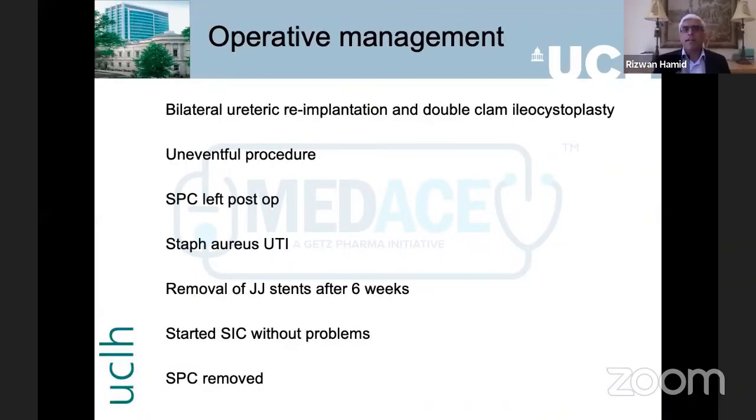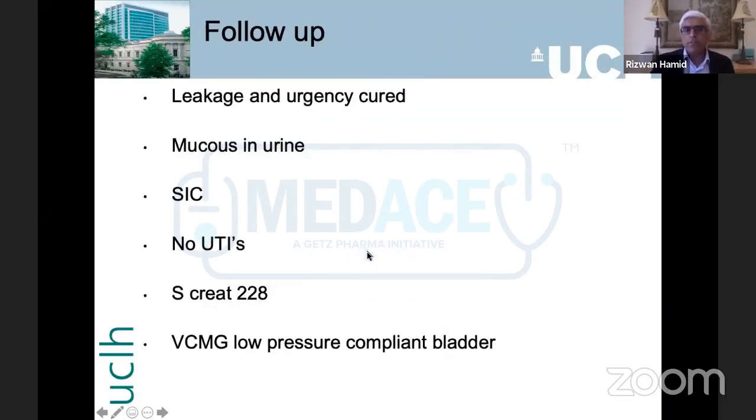So the patient had a bilateral ureteric reimplantation with double clamp cystoplasty, and the routine post-operative course went reasonably well. After that, no leakage, some mucus in urine, self-catheterization, the creatinine came down. So sometimes you need to understand that you're not going to make it completely go back to normal. What you're trying to do is to stop going down the slippery slope of renal failure.